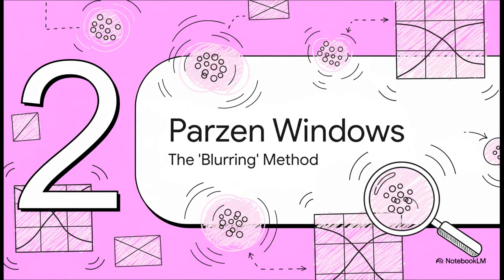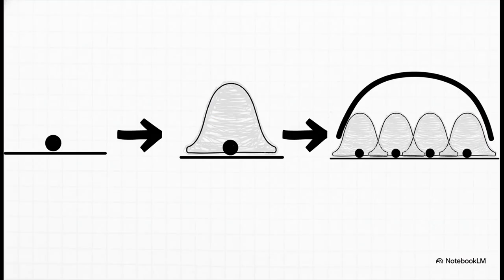Okay, so how do we even start? Let's try the most intuitive approach, one you might even come up with yourself. You can think of it as a blurring method. Its technical name is Parzen windows or kernel density estimation, but blurring is a great way to think about it. The idea is just brilliantly simple. Instead of thinking of each data point as an infinitely sharp little spike, what if we just blurred it out a little? We replace it with a small, smooth bump, kind of like a mini bell curve. We do that for every single data point we have, and then we just add all of those little bumps together to get our final smooth curve.